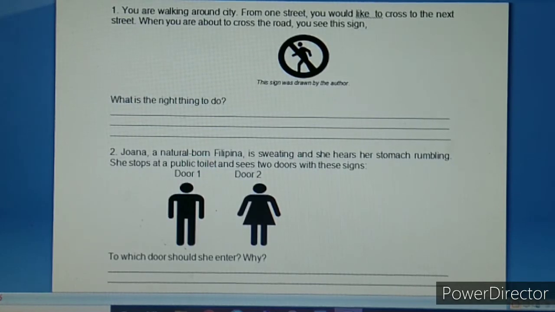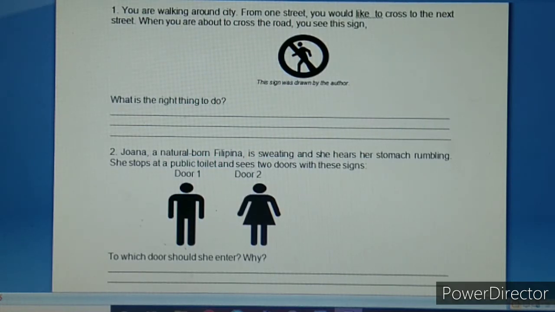Again, the correct answer for number 1 is do not cross the street. Look for a pedestrian lane where it is safer to cross. So that's for number 1. Let's move on to number 2.